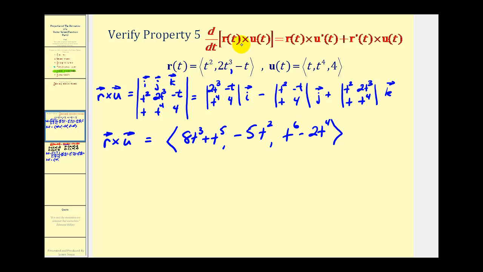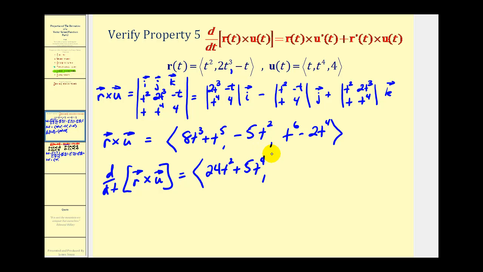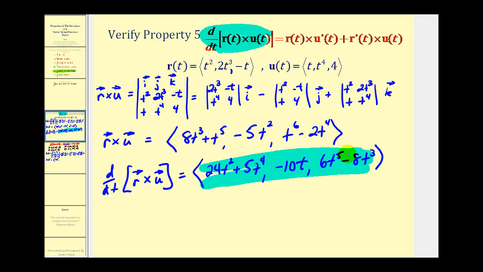Now we need to determine the derivative of this cross product. So we're going to have 24t squared plus 5t to the fourth. We'll have negative 10t. Here we'll have 6t to the fifth minus 8t to the third. The derivative of the cross product, or the left side of this equation, now what we'll do is determine the right side of the equation and make sure that it's equal to what we have here in blue. So let's go ahead and take the necessary information over to the next slide and continue.